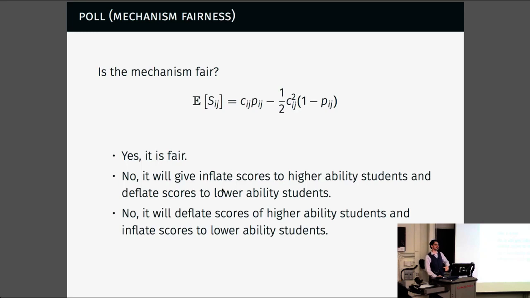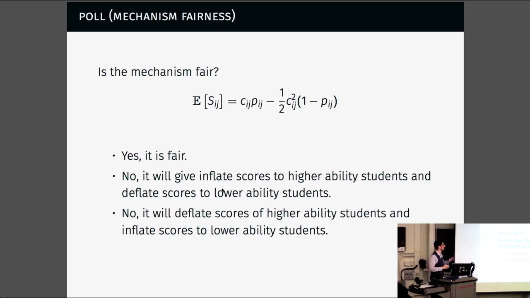Now let's do the opposite. Let's choose a student with low ability, say a 0.1 probability of answering correctly. We get 1/2 times 0.1 squared over 0.9. Let's make the 0.9 a 1. So it's 1/2 times 0.1 squared, which is much less than 0.1, right? So we're really deflating the score for a student who has low ability. So is this mechanism fair? No. It's actually widening the achievement gap, which is pretty bad, I would say.